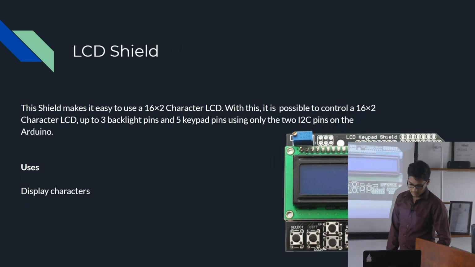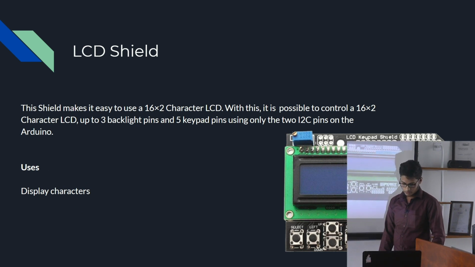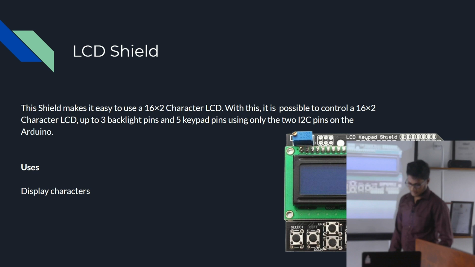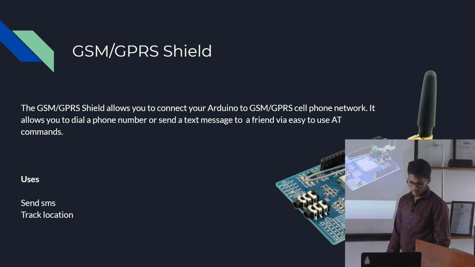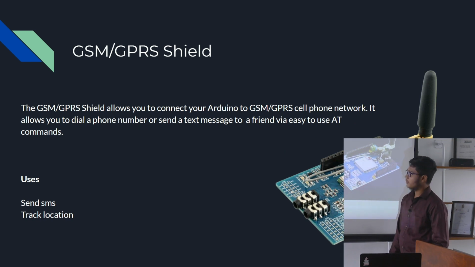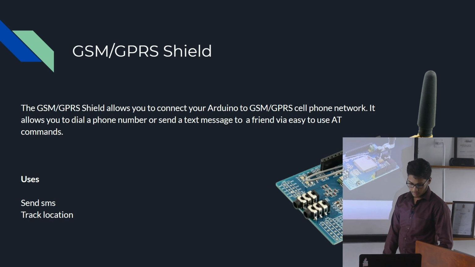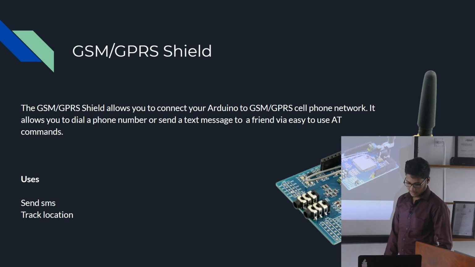This is LCD shield. It makes it easy to use a 16 by 2 character LCD. This is GSM GPRS shield. This allows you to connect Arduino to the GSM GPRS cell phone network. We have to put a SIM card inside this board. It allows you to dial phone numbers, send text messages, and track the location.